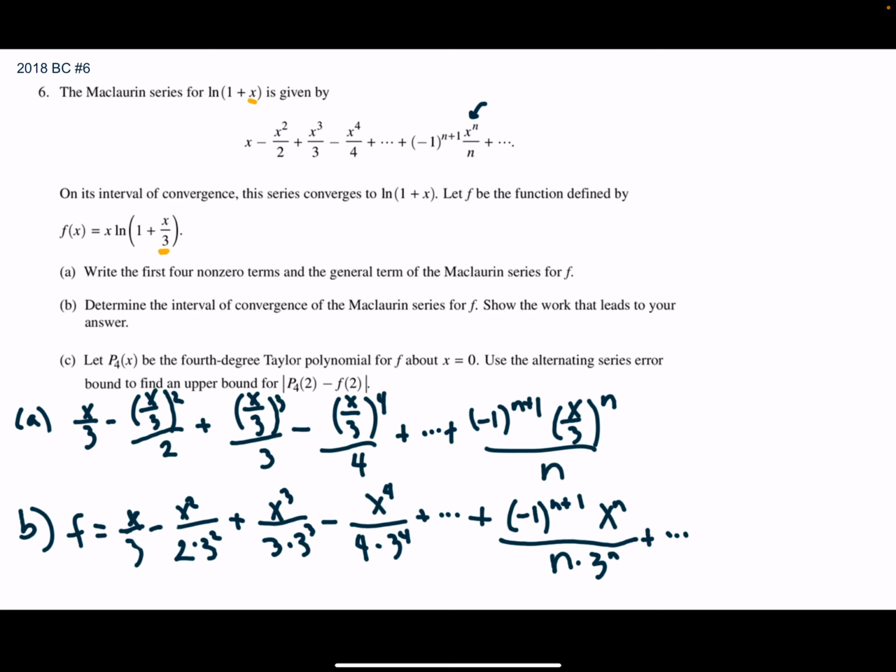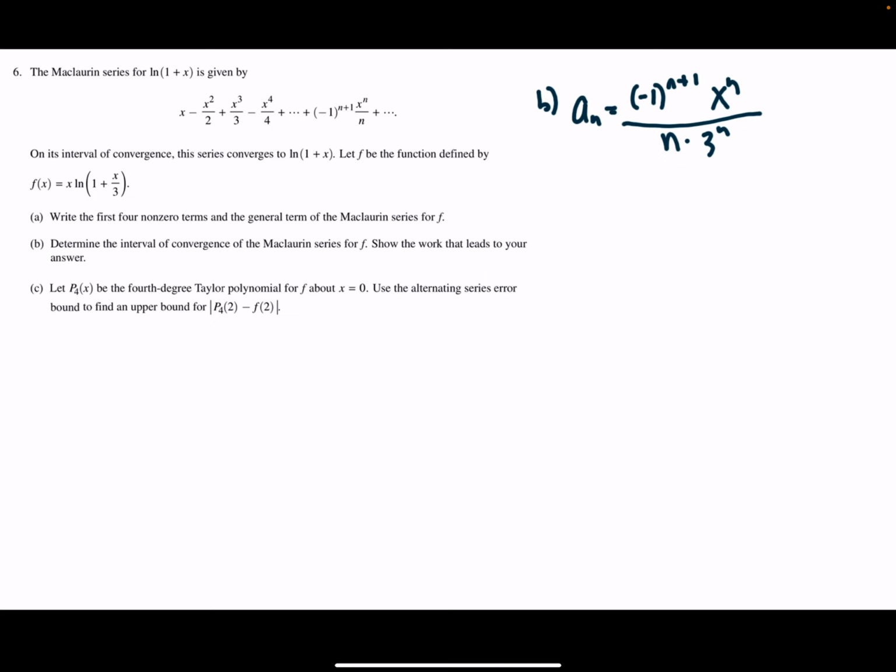Okay, so now I have a general term, which I'm going to take with me so I can ratio test this. So I just carried over my general term. My general term is just the negative 1 to the n plus 1, x to the n over n times 3 to the n part. And for part B, I'm going to ratio test this.